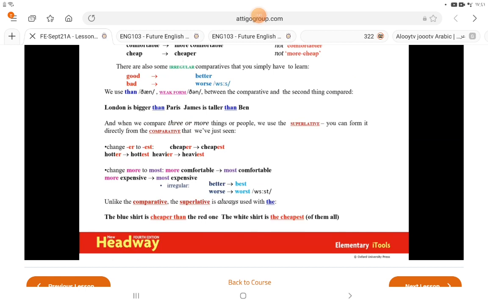So notice that there are a few things. If we go step by step, then we will understand this slide a bit better. Notice that you cannot use er with longer words and you can't use more with short words, as we said. For example, comfortable, more comfortable, not comfortabler. It doesn't even make sense.